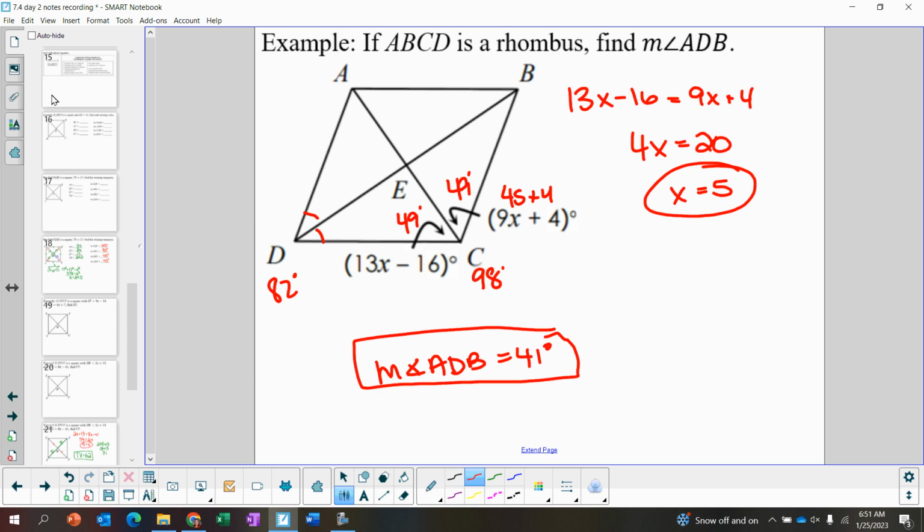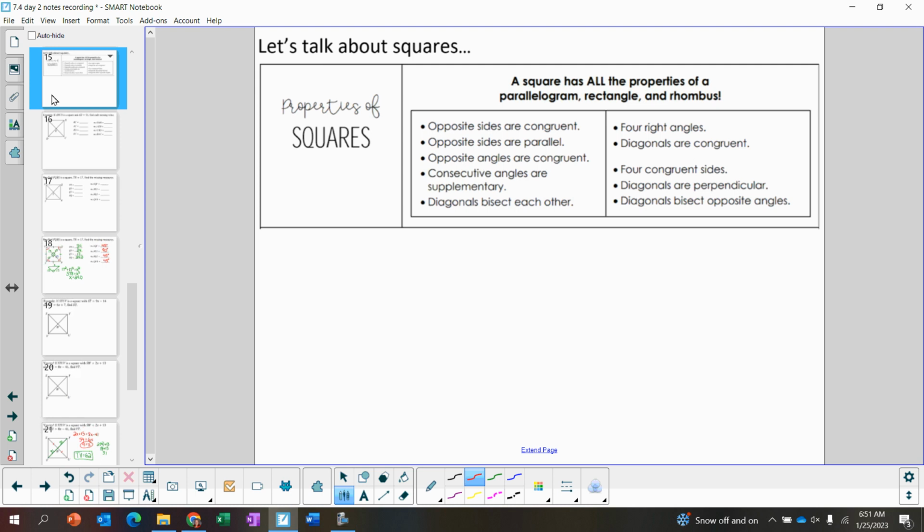So that's all rhombuses, and now we're going to talk about the square. The square actually has every property of a parallelogram, a rectangle, and a rhombus, because it is actually the intersection of the rectangle and the rhombus. So all of these were properties of a parallelogram. Then, because it's like a rectangle, it has four right angles, and its diagonals are congruent. And because it's like a rhombus, it has four congruent sides, the diagonals are perpendicular, and it bisects the opposite angles.